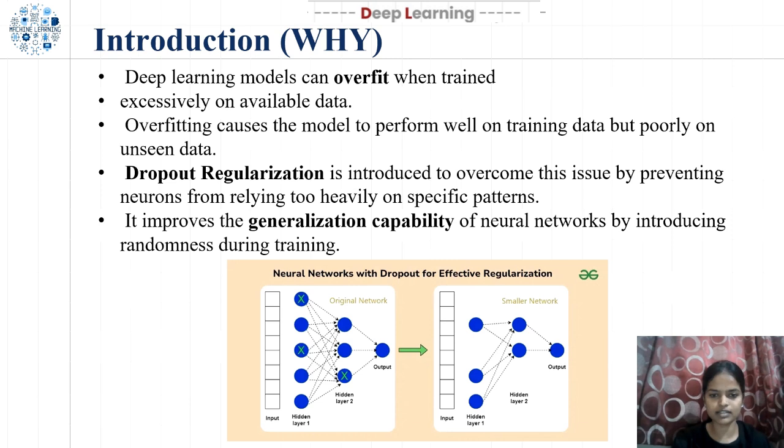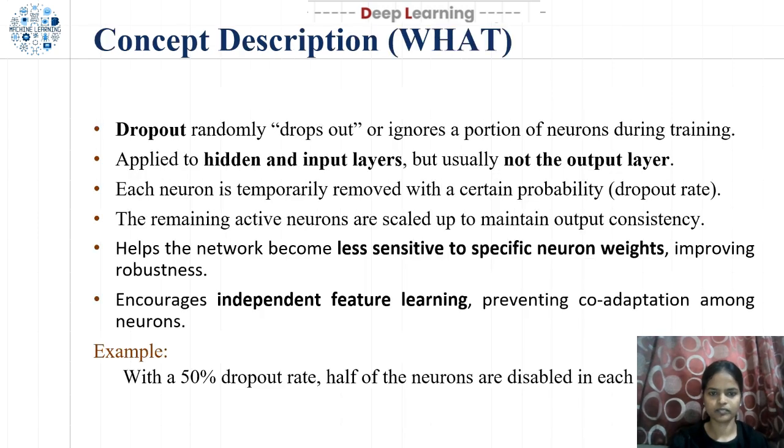As you can see in this diagram, in the first part, dropout regularization isn't applied, and after applying dropout regularization, these three neurons are dropped out to reduce the complexity and improve the generalization. So what exactly does dropout regularization mean? Let's see the concept of this technique.